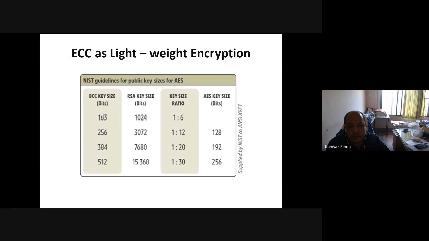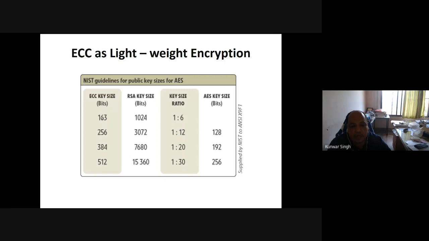That's why I call ECC part of lightweight public key cryptography. It takes less time, less computational cost, less electricity requirement, all these things. So it's lightweight.